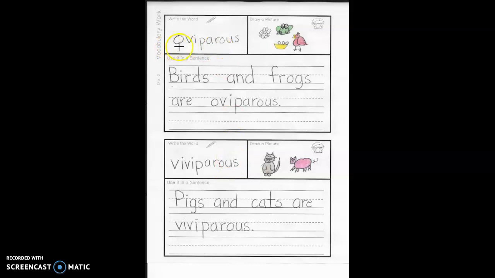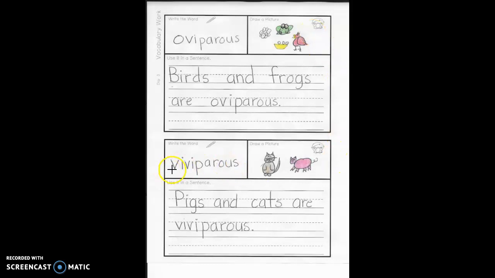Okay, so oviparous animals are animals that lay eggs. So after we read the book, we know lots of different animals lay eggs. I drew a picture of a frog or a toad and a bird, but we could also put some reptiles in there, and we could also put some fish. So draw a picture of different oviparous animals.